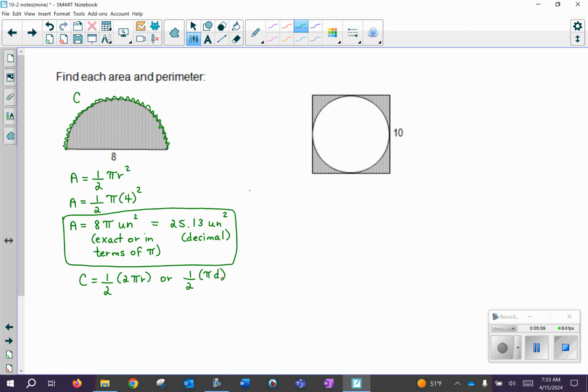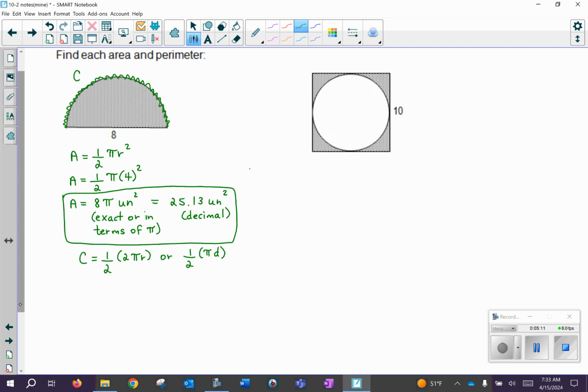Remember, you will typically see me do 2 pi r. All right, so the circumference will be 1/2 of 2 times pi, and the radius is 4. So our circumference for our half circle is the following. Half of 2 is 1. So I'm just looking at 1 times 4 times pi, which would be 4 pi.